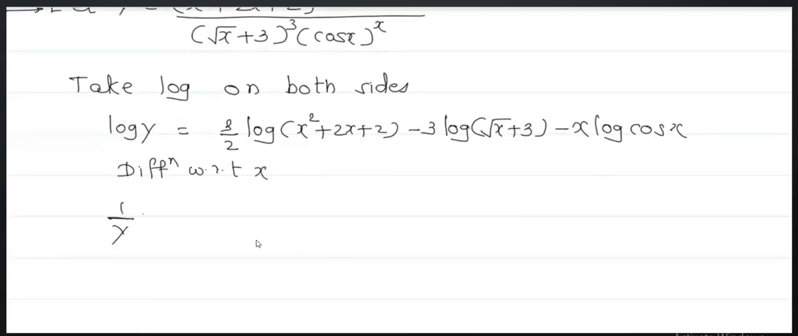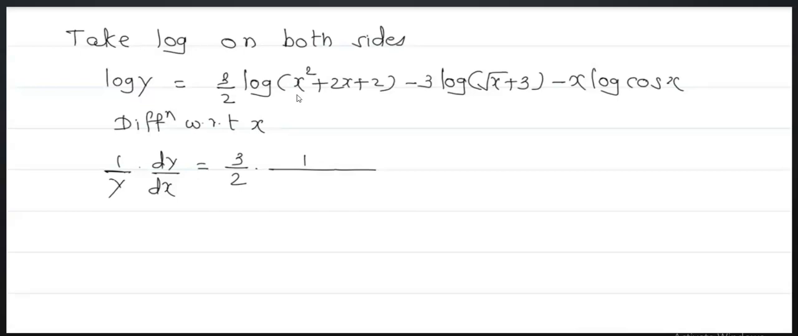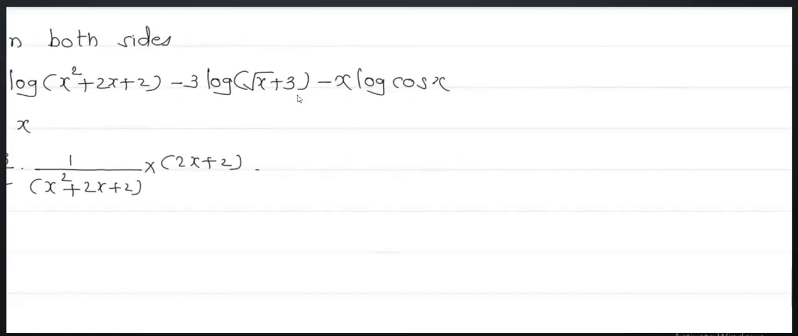Now differentiate this with respect to x. The derivative of log of y is 1 upon y into dy by dx. This is 3 by 2 into 1 upon x square plus 2x plus 2 into the derivative of x square plus 2x plus 2. The derivative of x square is 2x and the derivative of 2x is 2. Minus 3 upon root x plus 3 into the derivative of root x plus 3. The derivative of root x is 1 upon 2 root x.